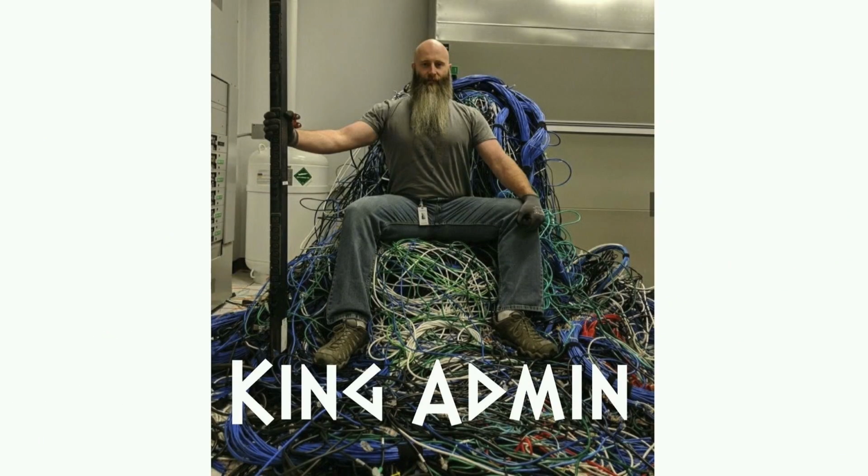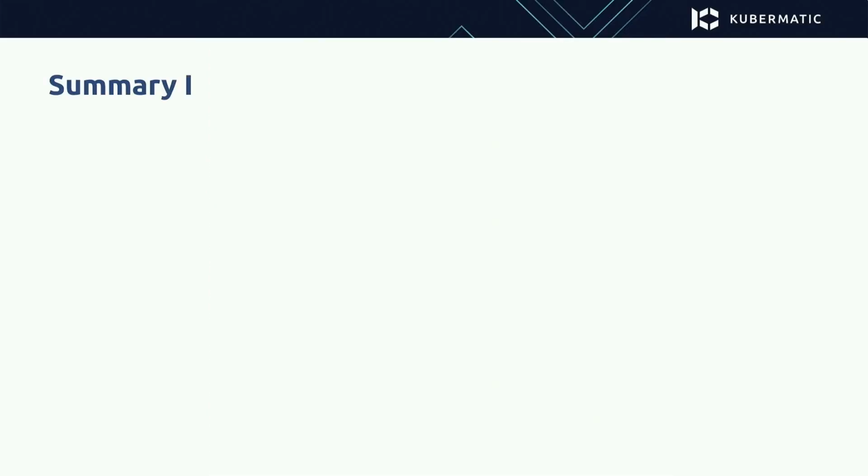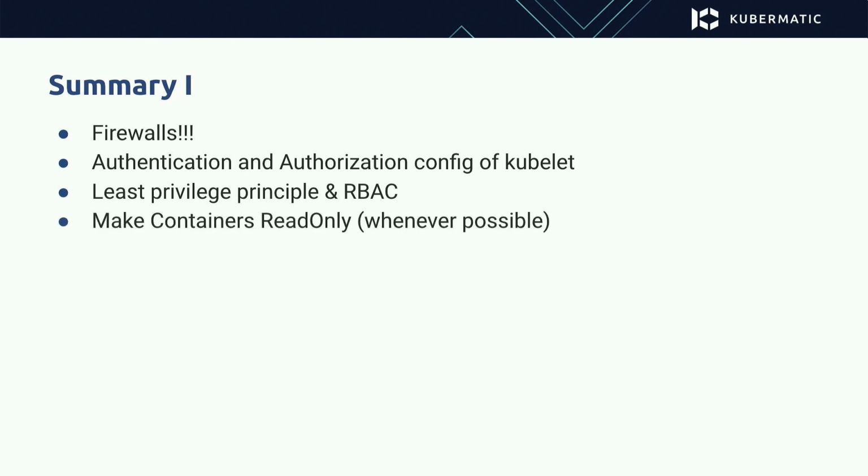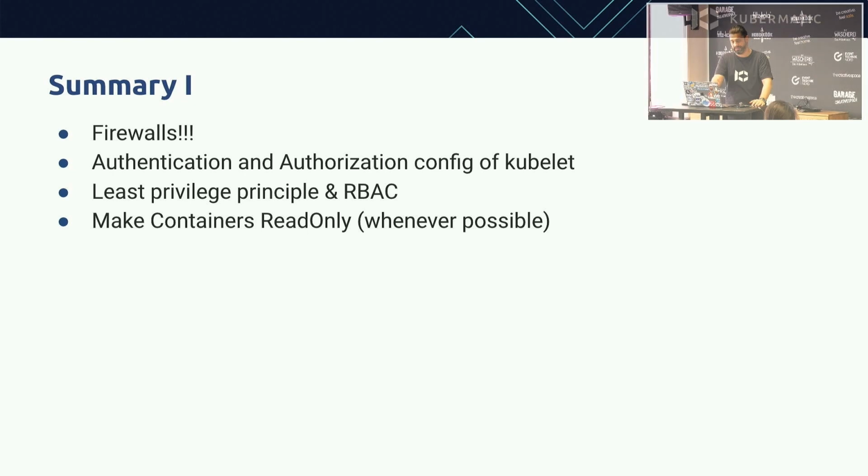So again, King Admin with those took some proactive actions, and also he starts monitoring. Now he feels more secure about his kingdom. And if I go to the summary again, you should have firewalls, you should have authentication and authorization of kubelet, and also, of course, the kube-apiserver. You should have the least privilege principle and set up RBAC.